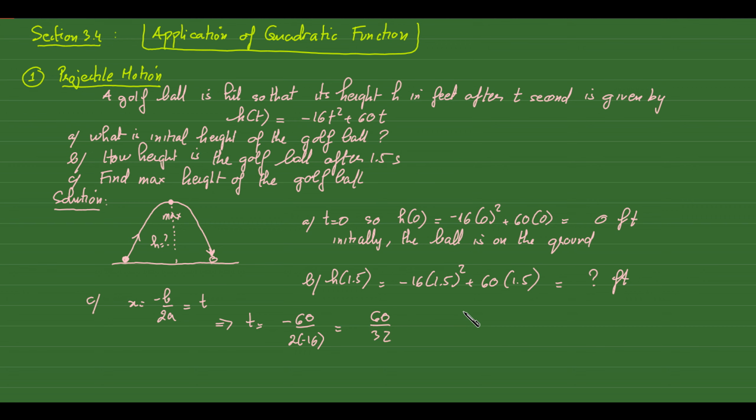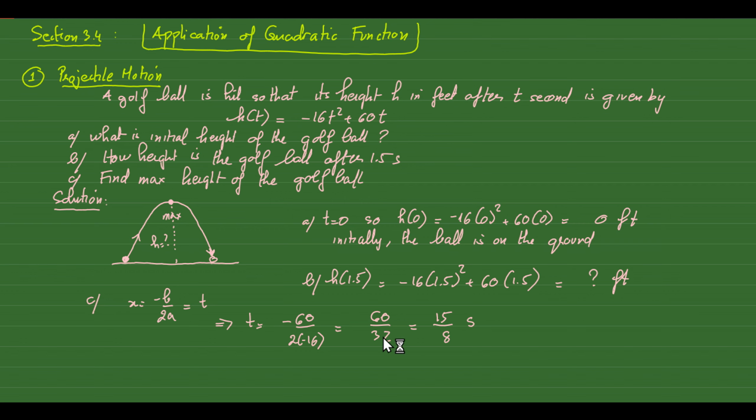If we simplify this, let's divide by 4, right? 60 divided by 4 gives you 15, right? And 32 divided by 4 gives you 8. So 15 over 8 seconds.